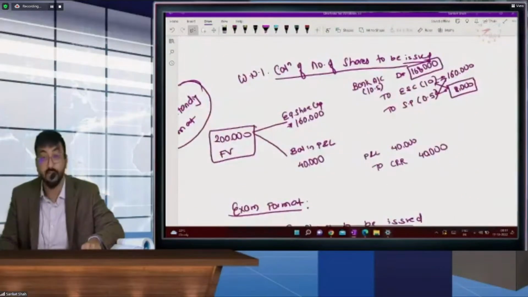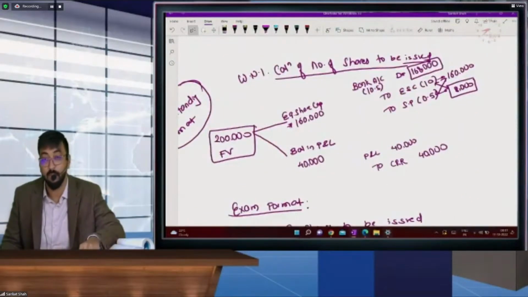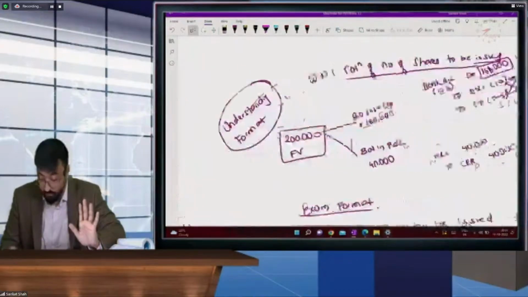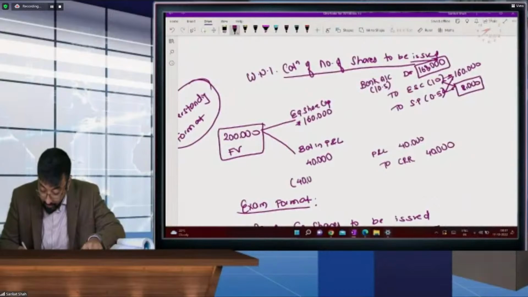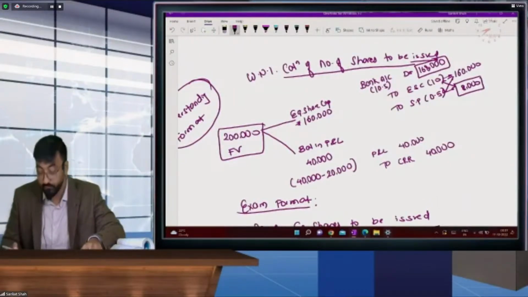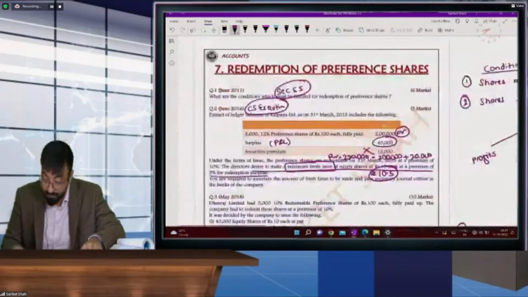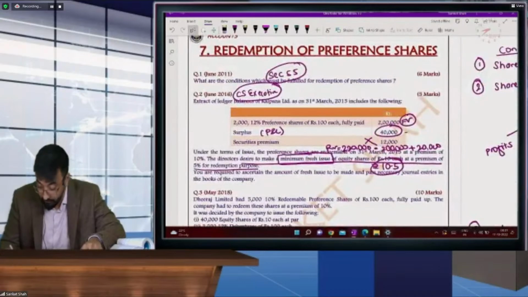Sorry, my friends. One more mistake by me. Balance in P&L. Sorry, one mistake. I forgot this question. Balance in P&L is 40,000 minus 20,000. Oh, I forgot to take that excess amount paid. Sorry. Yes, this mistake you will retain, beta.